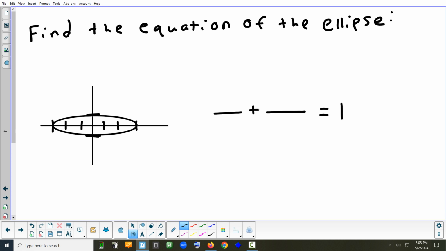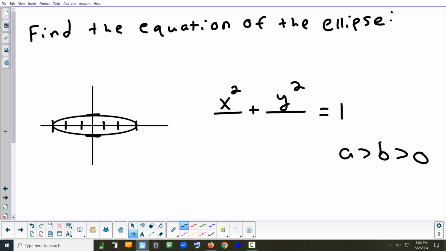And for an ellipse, we've got to figure out our numerators and our denominators. What letter do we always put first in the numerator for an ellipse? X squared. Yep, we always do the x squared and the y squared. And now we know a is greater than b, b is greater than 0.